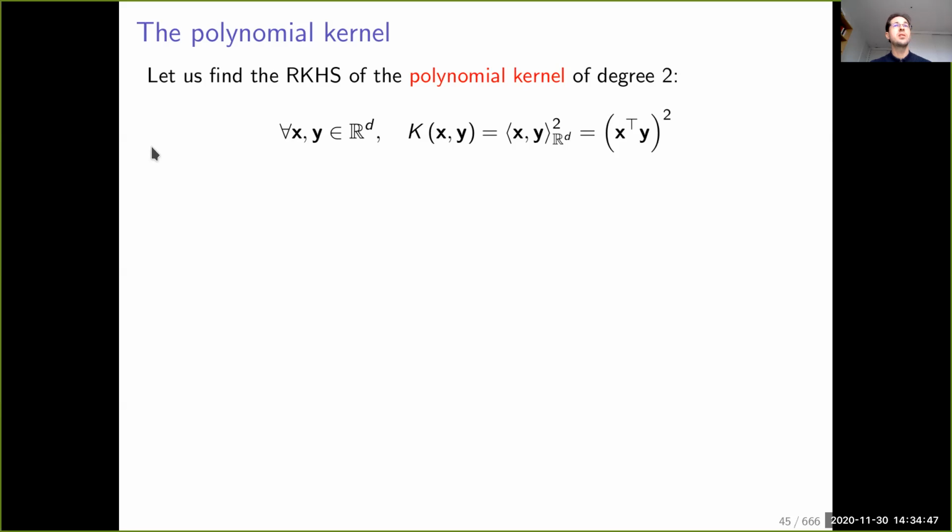When we say find the RKHS of the polynomial kernel, of course, there is a first question to ask, which is, is it a positive definite kernel? Because if it is not, there is no RKHS associated to it. We have seen that RKHS and positive definiteness were concepts that were linked together.